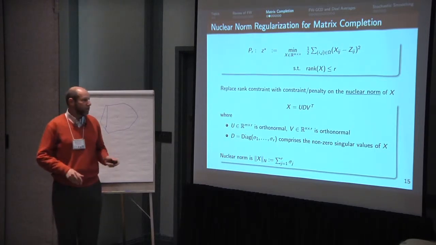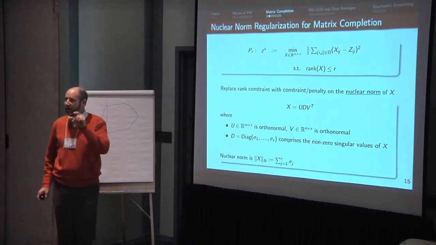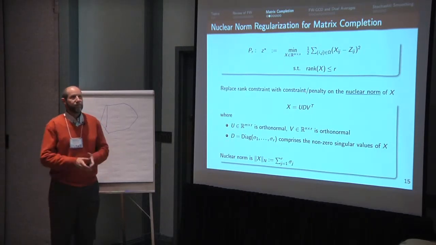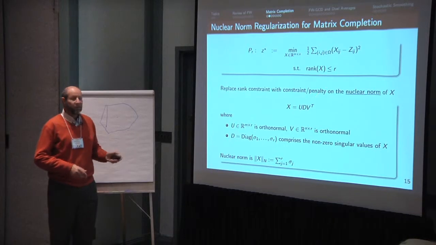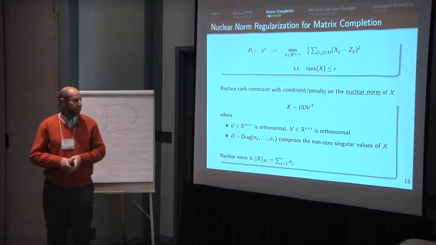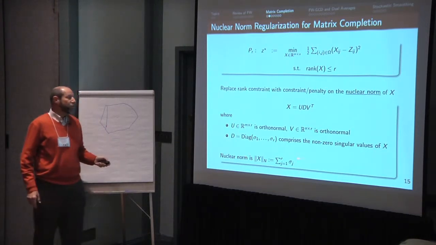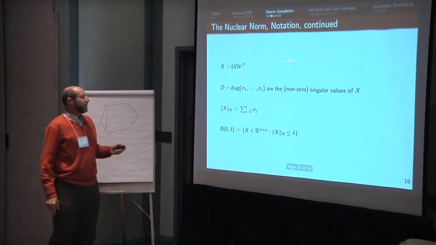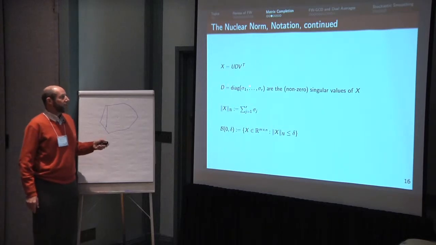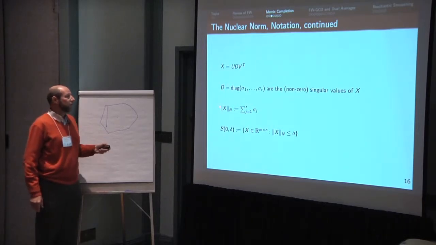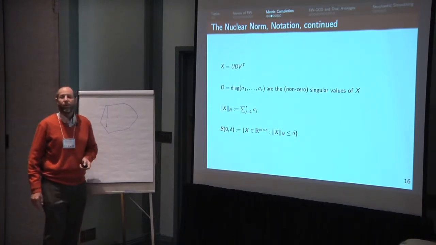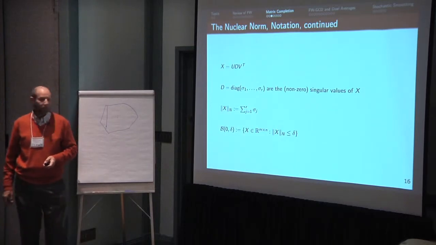All right? So this is an efficient representation in the sense that essentially the matrix D only has rank R if X has rank R. Okay? And then the nuclear norm is just the sum of the singular values. Again, X is U D V transpose, D are the non-zero singular values, the nuclear norm is the sum of the singular values, and let's let B0 delta be, say, the delta ball around the origin in the nuclear norm.